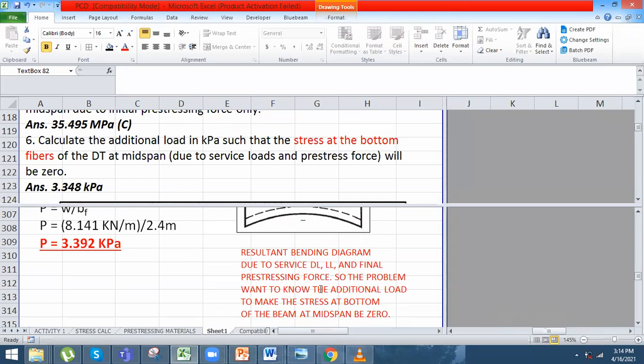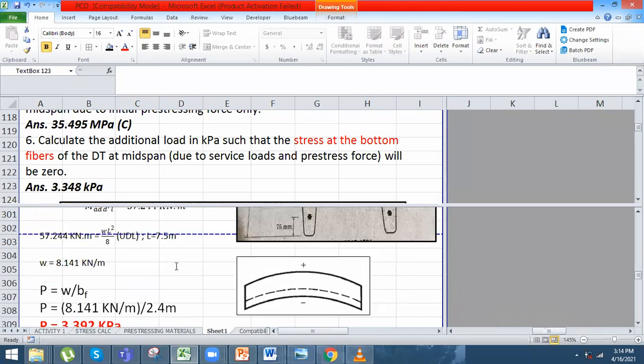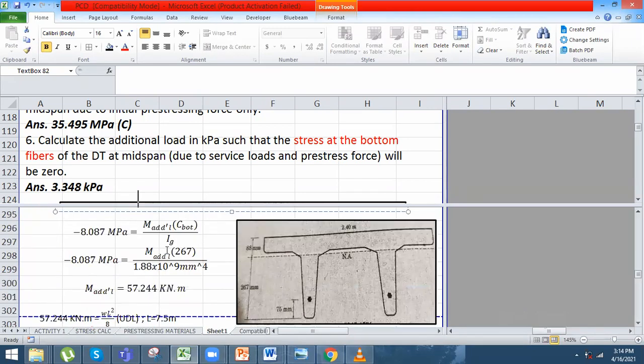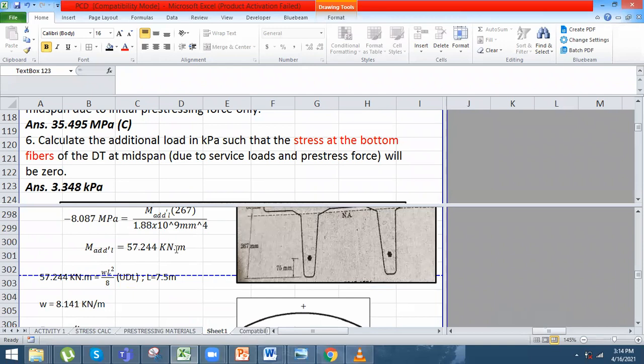So the problem wants to know the additional load to make the stress at the bottom of the beam at midspan be 0. So gagawin natin dyan guys is ganito. Yung 8.087 megapascal na yan, i-equate natin yan sa moment additional times the C-bot kasi yan ay stress sa bottom, divided by the gross moment of inertia. Okay, so substituting the values simultaneously, we will generate an additional moment of 57.244 kilonewton meter.